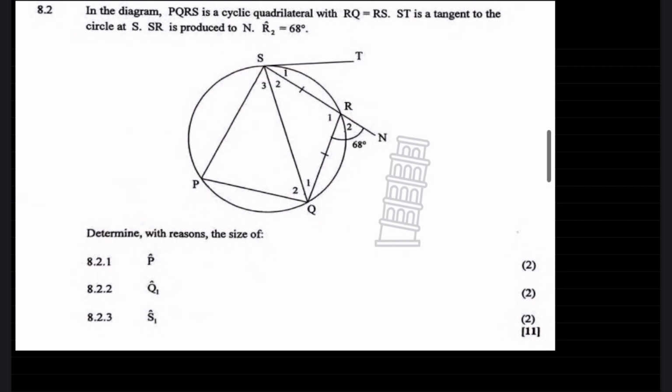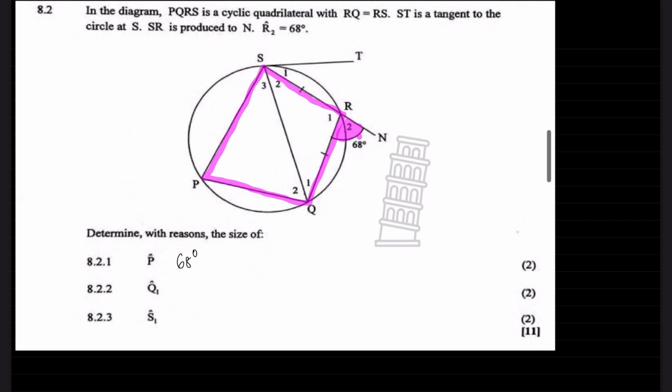Okay, so we can see here that this is a cyclic quadrilateral. This is the exterior angle of the cyclic quadrilateral. So we know the theorem that the exterior angle of a cyclic quad is equal to the interior opposite. So P is going to equal 68 degrees. So they want to know what is Q1 and what is S1.